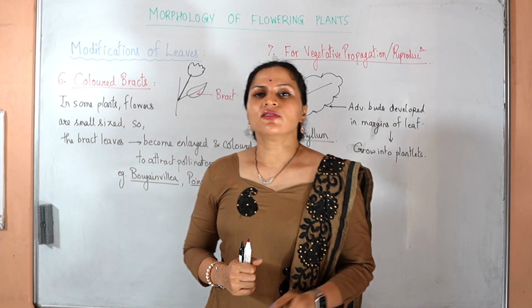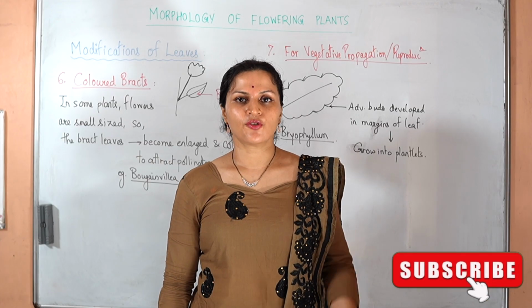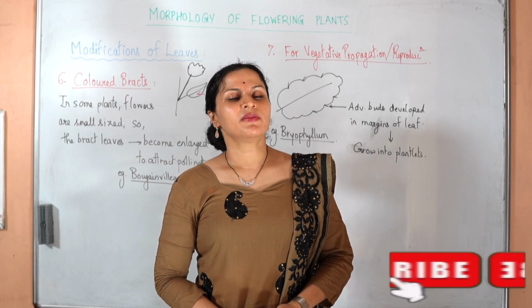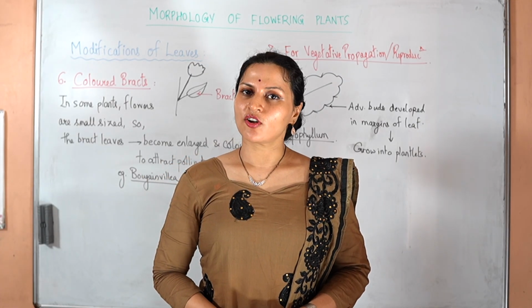So these were the 7 modifications of leaves for functions other than photosynthesis. So with that we have completed the leaf morphology. In the next lecture we will move on to inflorescence.